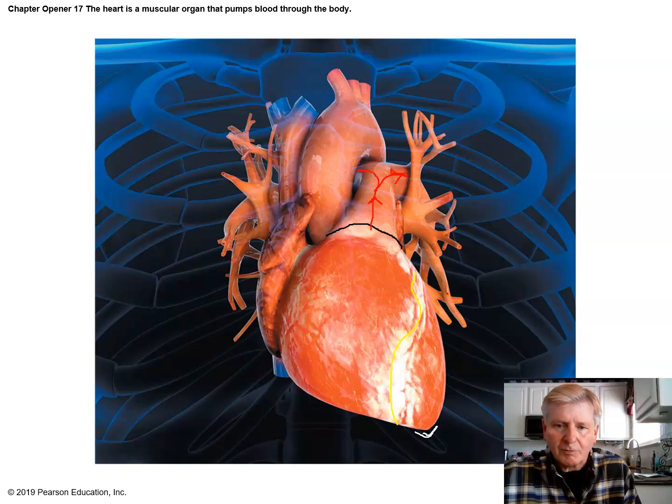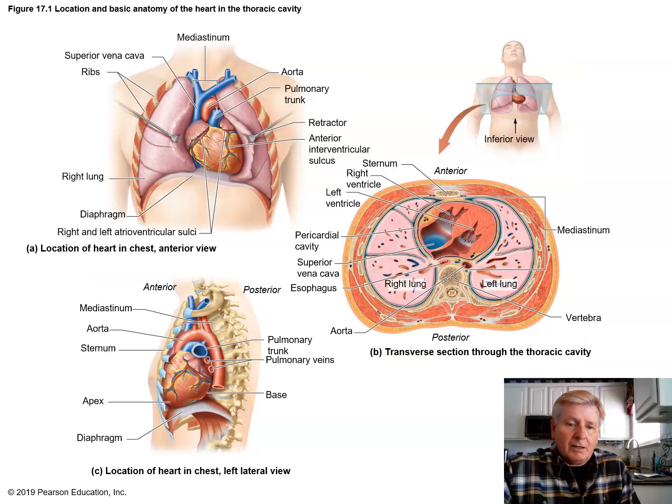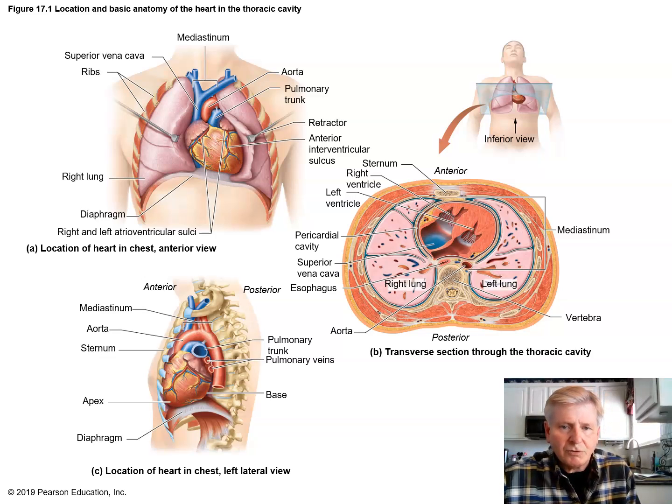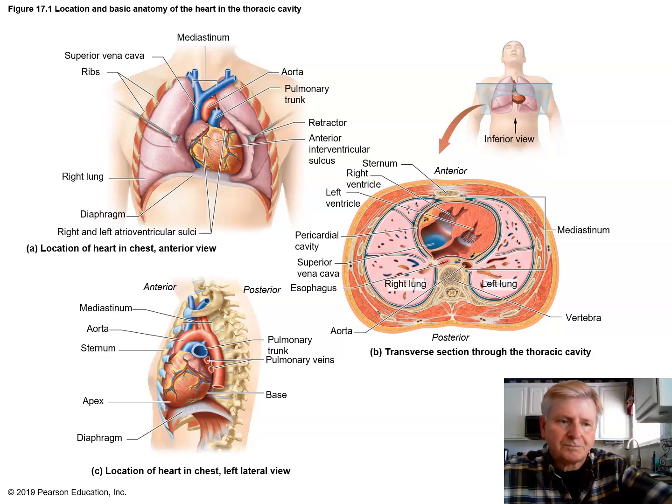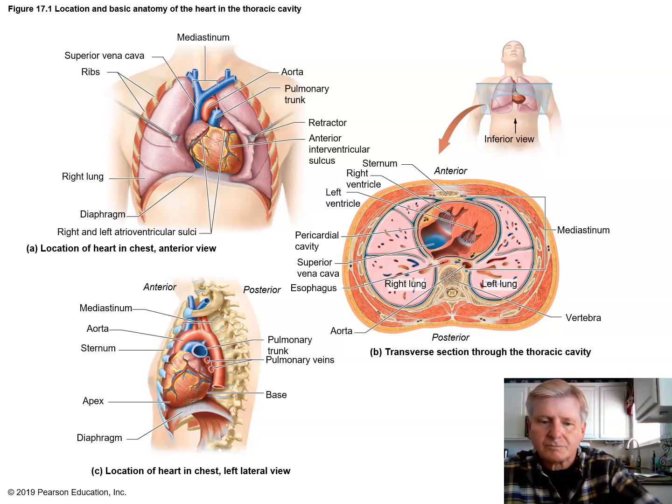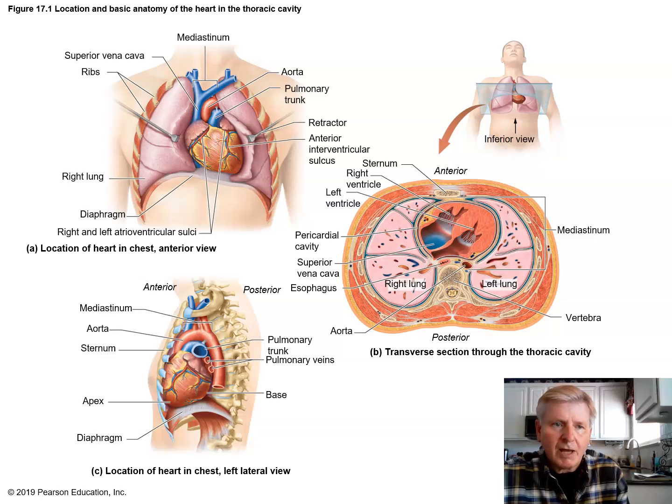So let's go through some of the anatomy of where the heart's located in the thoracic cavity. The heart is located right in the middle of the thoracic cavity, slightly situated toward the left side. Remember, the middle part of the thoracic cavity is what we refer to as the mediastinum. The mediastinum houses most of your cardiovascular structures.